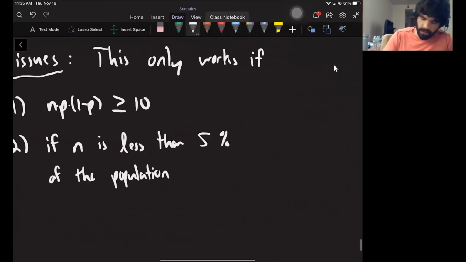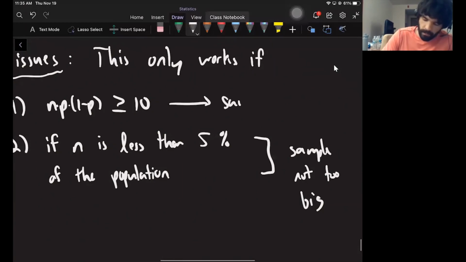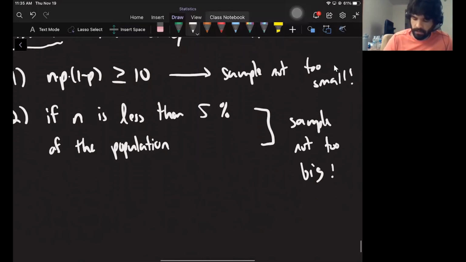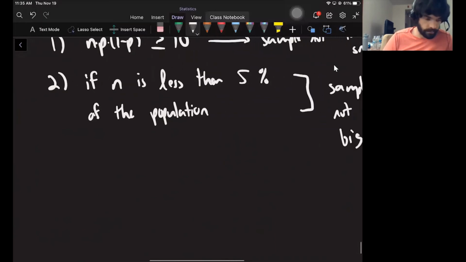So this is really just saying the sample is not too big. And this first condition is actually just saying you have to make sure your sample is not too small. It's got to be just right. And then once you do this, you can do all the math we just did, once you make these checks.